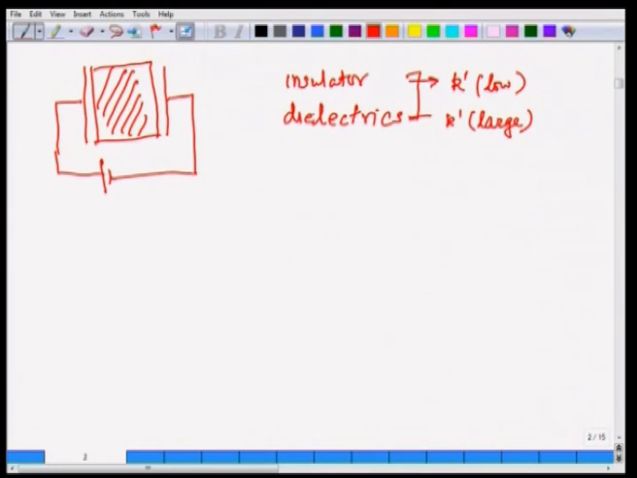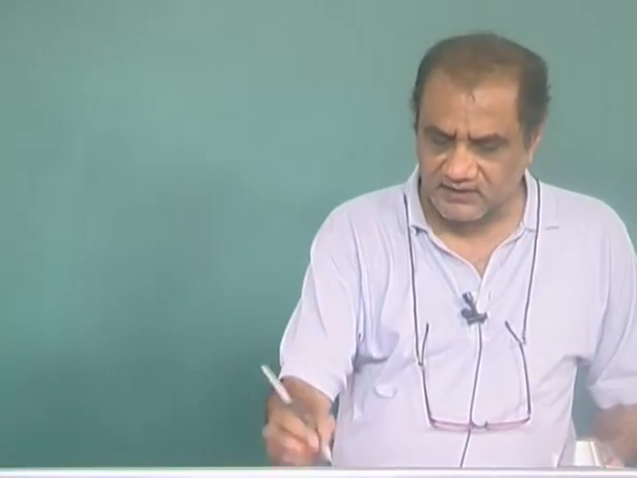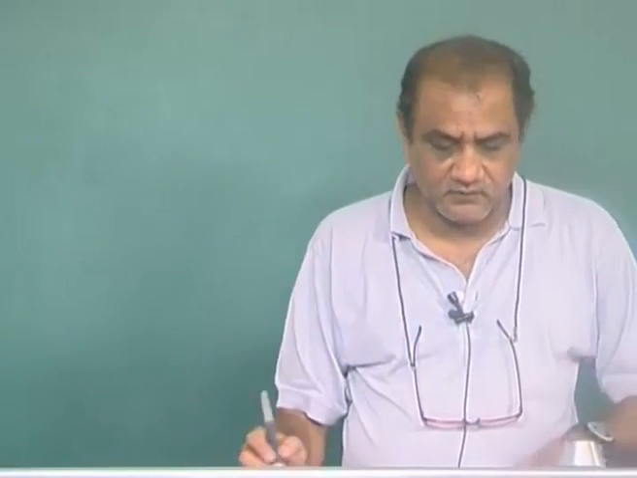So notice that though we are using the terms insulators and dielectrics, at the level of understanding a material there is no difference except a large K prime or a small K prime, meaning dielectric constant. If we understand the origin of this K prime, then it does not matter whether it is an insulator or a dielectric; we will deal with them as one class. So with that background, let us look at this experiment which we talked about.